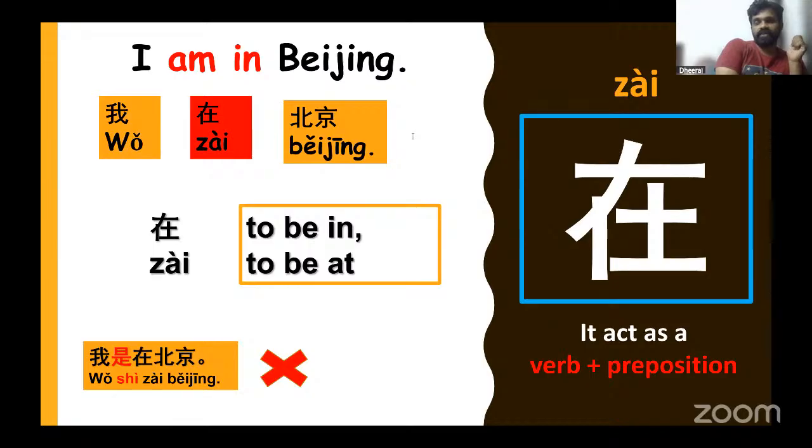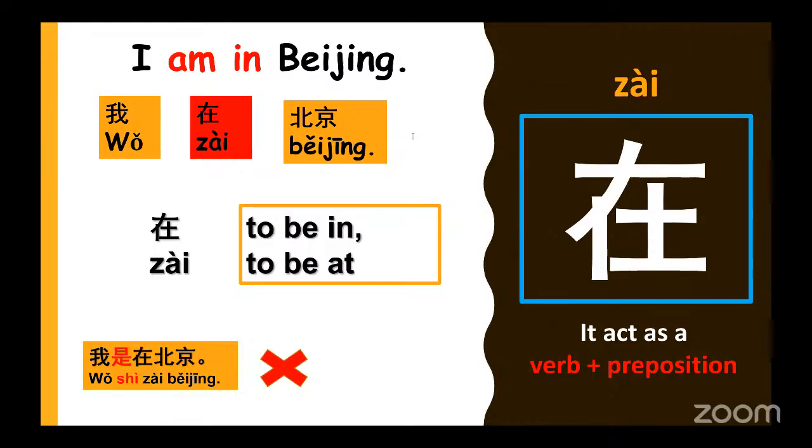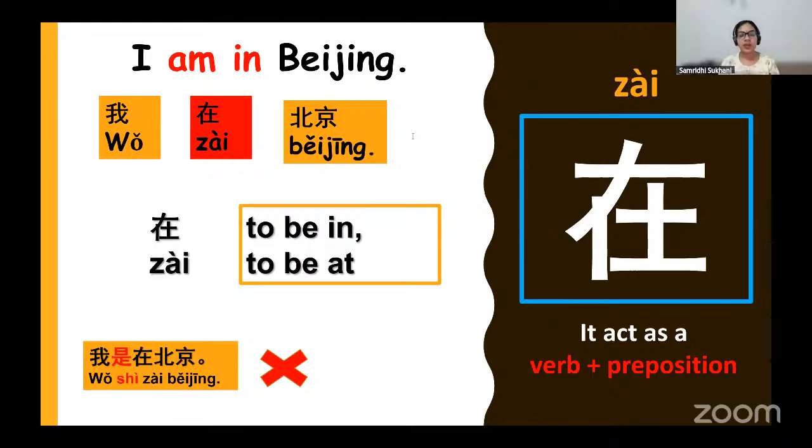Wo zai Yindu. Prakhar, you want to say, I'm in Japan. Wo zai Riben. Very good. Shikaina, I am in Australia. Wo zai Aozhou. Very good. So are you guys getting this point?